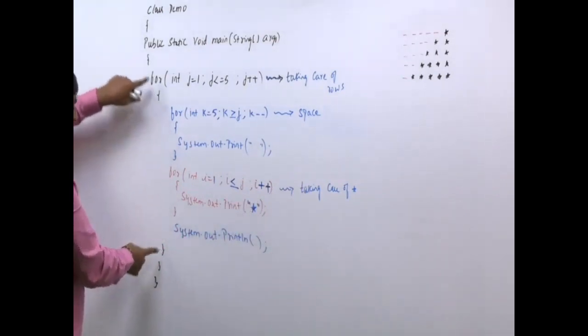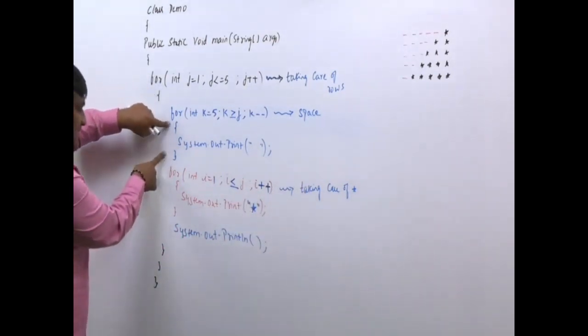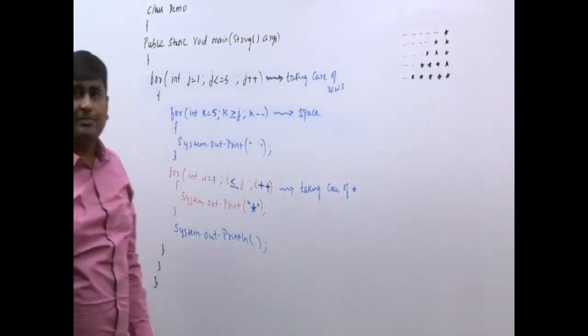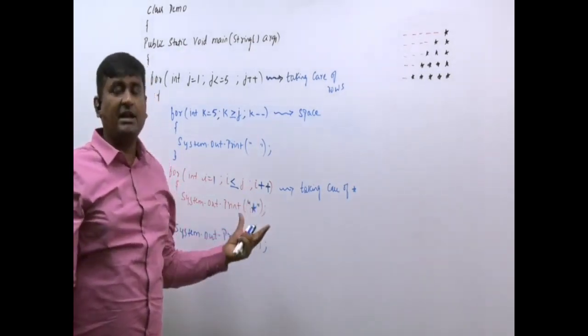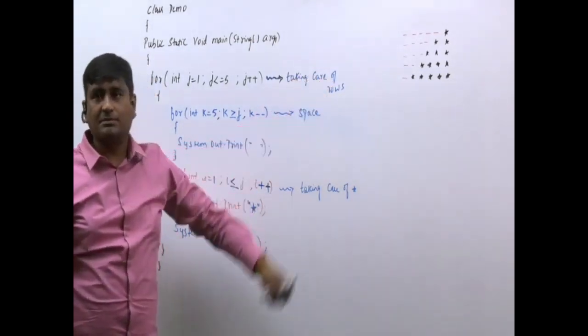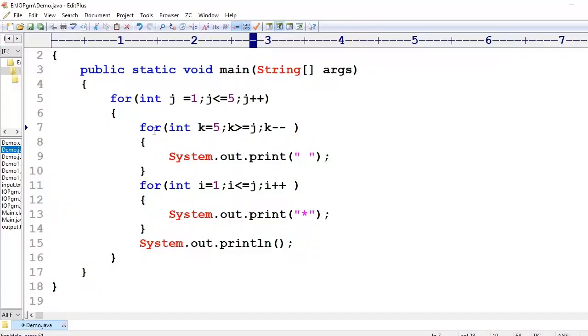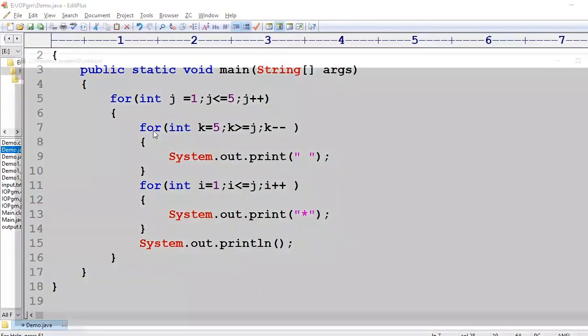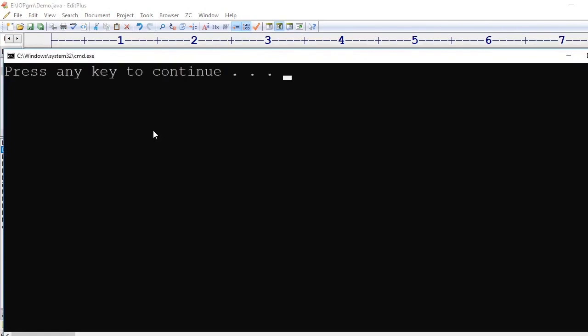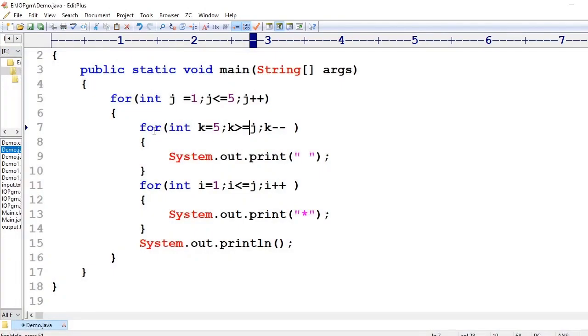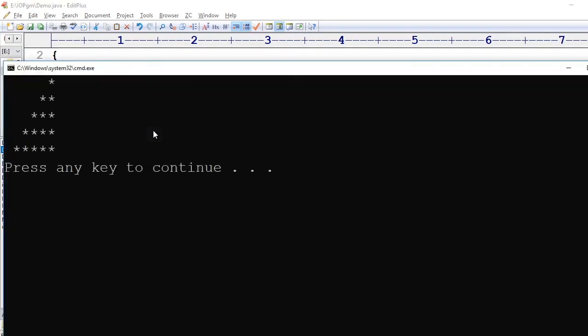Space and star are present inside a row. Space comes first, followed by stars. This much, if I write and execute, that will be the output. Here is the same program that I have now written. Just in case I compile this code, on compilation there is no problem. If I execute my code, this is the output which I'm going to get.